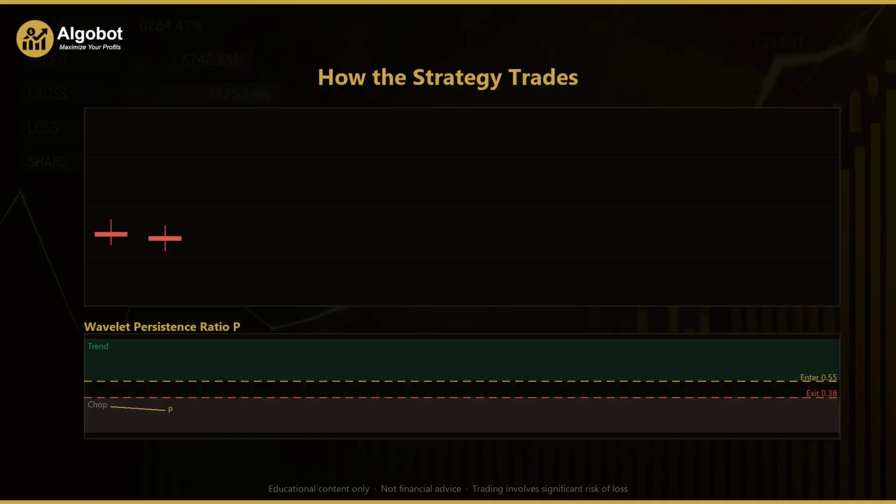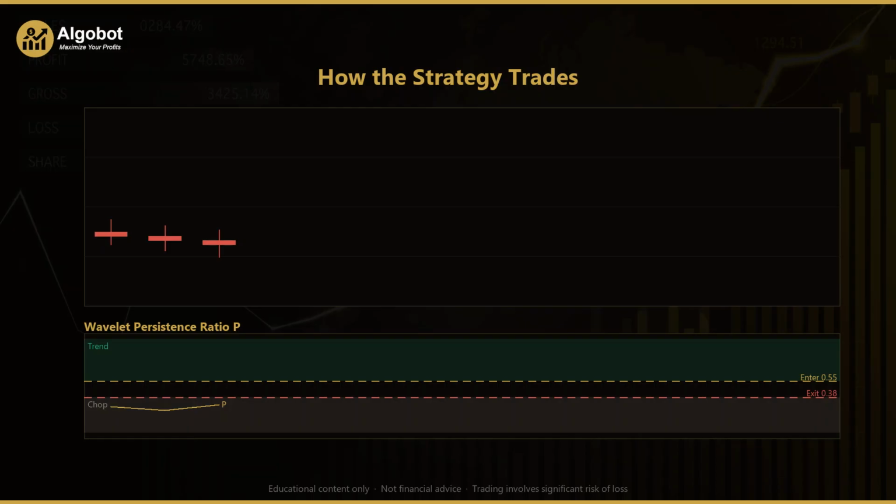Now let's bring the whole thing to life on a chart. Below the candles, you can see the wavelet persistence ratio plotted in its own panel, ranging from 0 to 1, with the enter level marked at 0.55 and the exit level at 0.38. Watch how that ratio behaves as price develops.